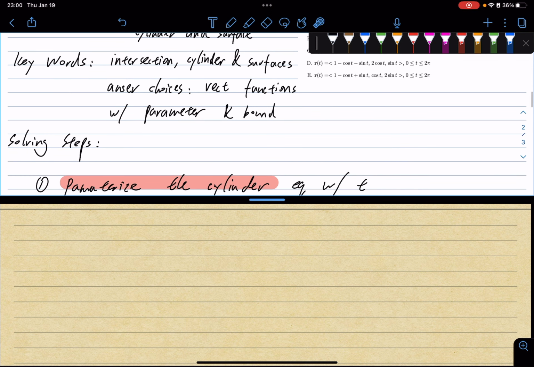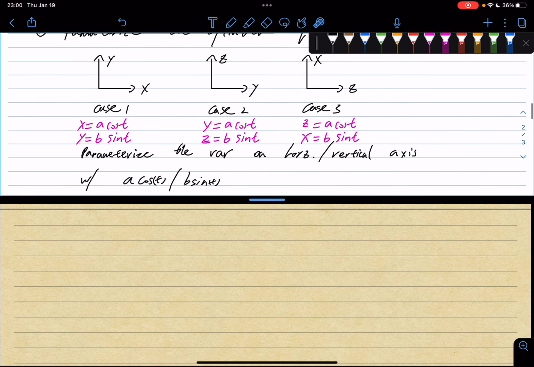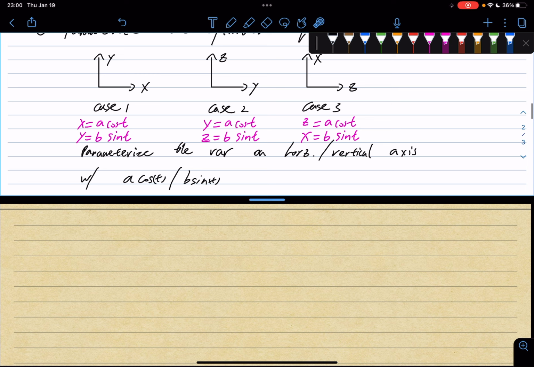The first step is we need to parameterize the cylinder with t. So how do you exactly parameterize the cylinder? I am going to show you these examples, the three standardized ways of parameterizing it because of the right-hand rule that I mentioned in the 13.1 to 13.4 review of vectors.